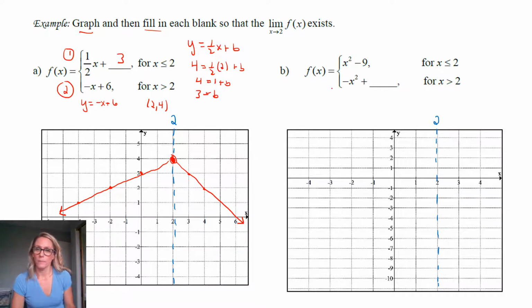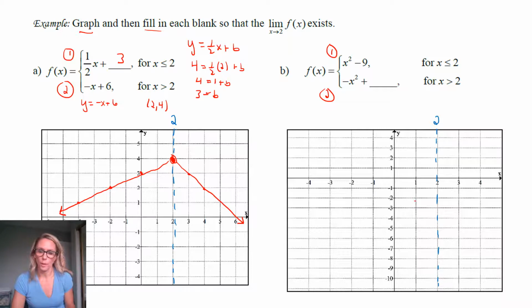Coming over to the other one, it would be very, very similar. Obviously, we do see that we have quadratics now. We see that we have piece number 1 complete and piece number 2 has the blank. So piece number 1 is x squared minus 9. That's a quadratic, and that's for anything less than or equal to 2.